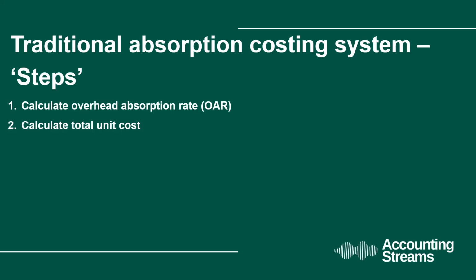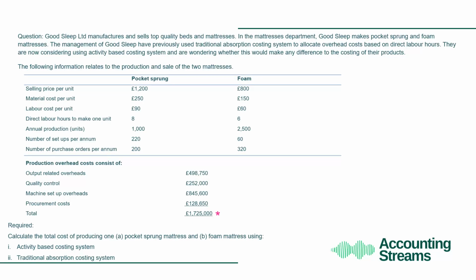Remember that to calculate the overhead absorption rate, we need to know what the total production overhead cost is. We also need to know what the activity level is. Are we allocating the cost based on machine hours or labor hours? Going back to the question, if you look at the third sentence, we are told that the management of Good Sleep have previously used the traditional absorption costing system to allocate overhead cost on the basis of direct labor hours. So it means we're going to allocate the production overhead cost based on the total direct labor hours.